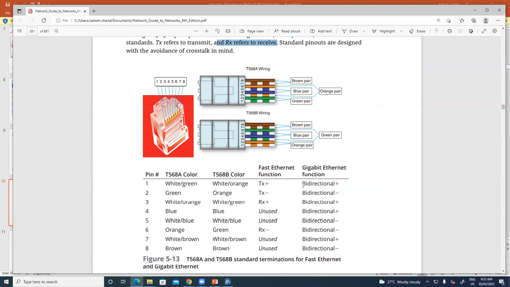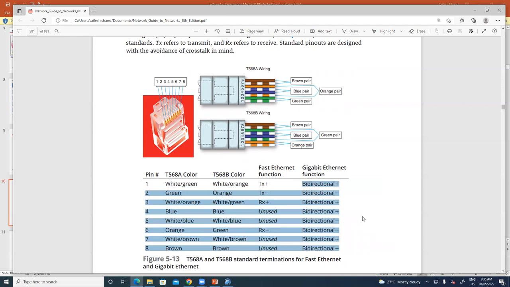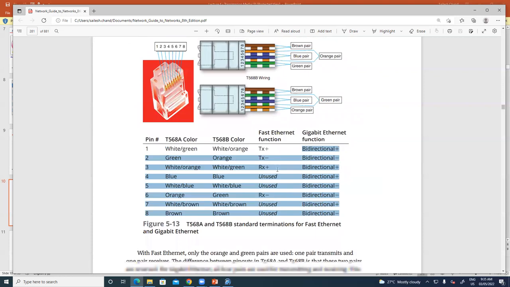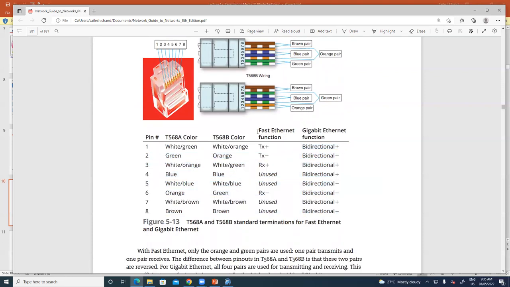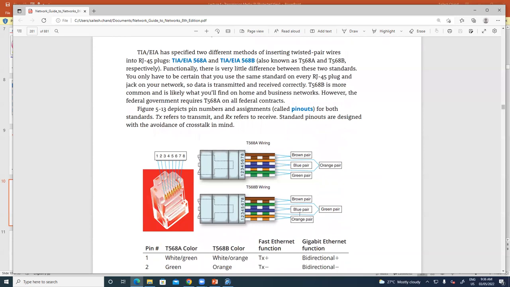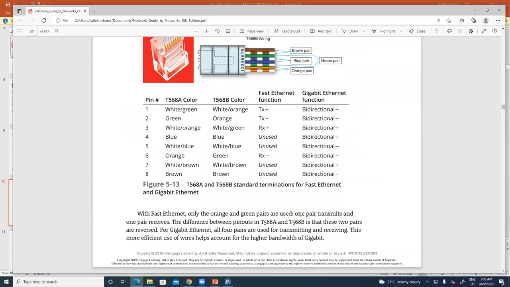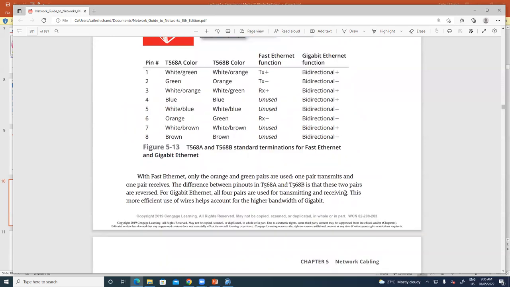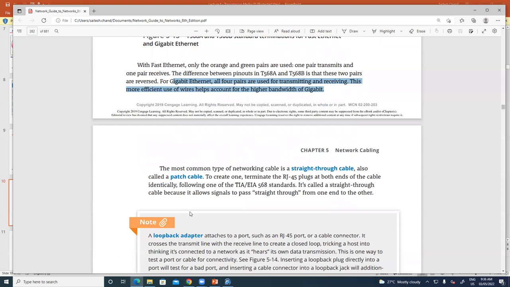So in a fast Ethernet, only two pairs of the cable are used and the other two pairs are left unused. But in a gigabit environment, of course all of the cables are being used. So it says here for gigabit, all four pairs are used for transmitting and receiving, and this gives a more efficient use of wire to help account for the higher bandwidth of gigabit.